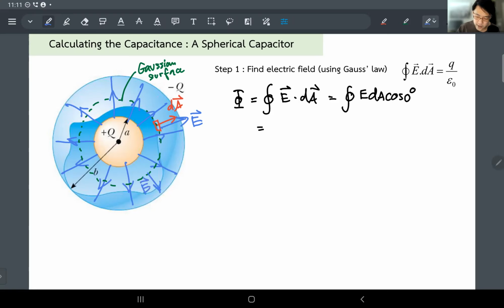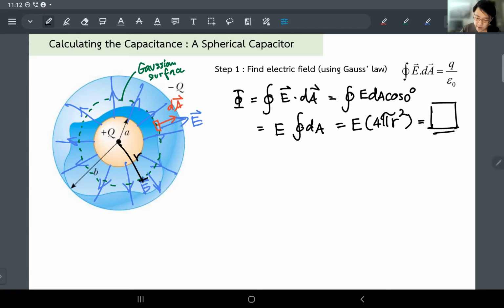So I can pull that E out from the integral, and you have only the integral of that tiny dA across this Gaussian sphere. And that is just 4 pi r squared, where r is the radius of this Gaussian sphere. That is the 6th time you're seeing this. So this is the flux going through the Gaussian sphere right here. And now you only equate this with the charge inside this sphere divided by epsilon naught.